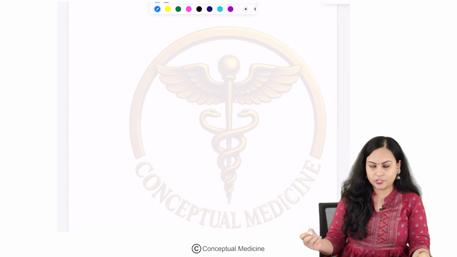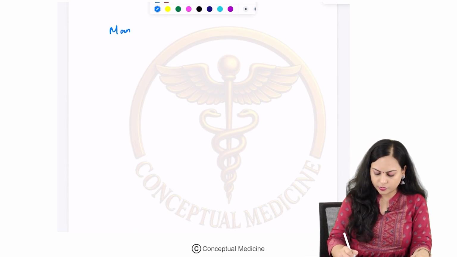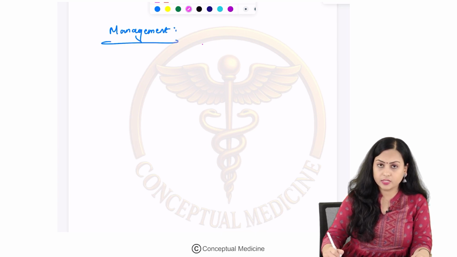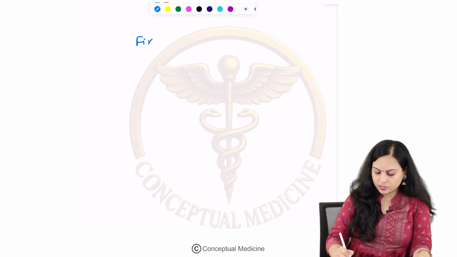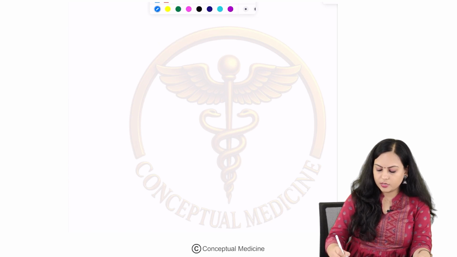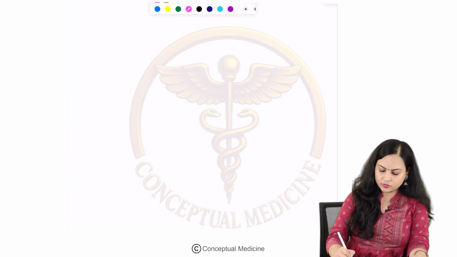So, how will you manage the patient with genital tuberculosis? Management is usually done with anti-tubercular treatment that is given for 6 months. So, the regimen is this one. So, let's discuss the regimen also.